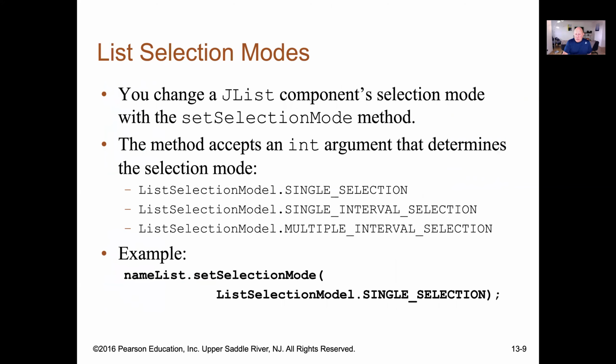So you set the JList component selection mode with the setSelectionMode method. This method accepts an argument that determines the selection mode. And below is an example: nameList.setSelectionMode(ListSelectionModel.SINGLE_SELECTION).